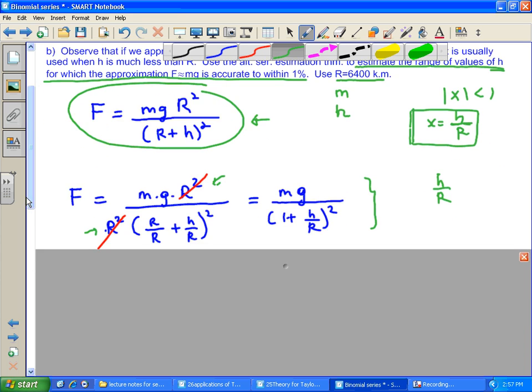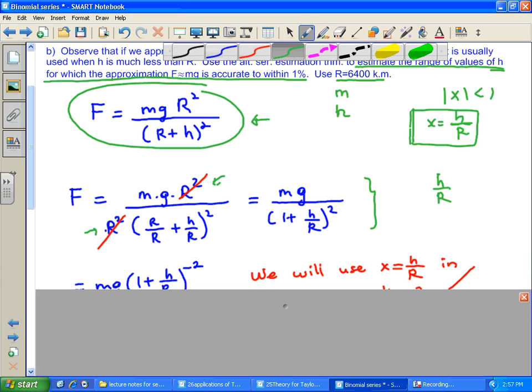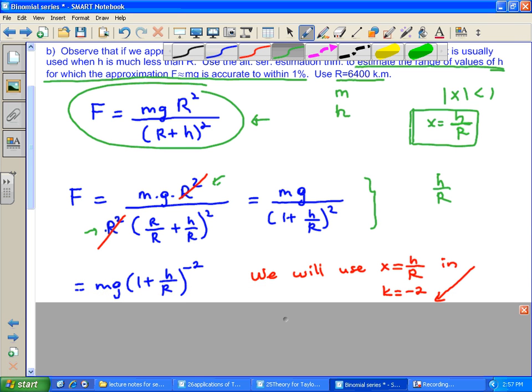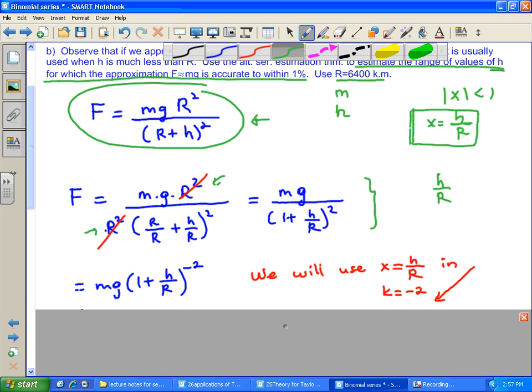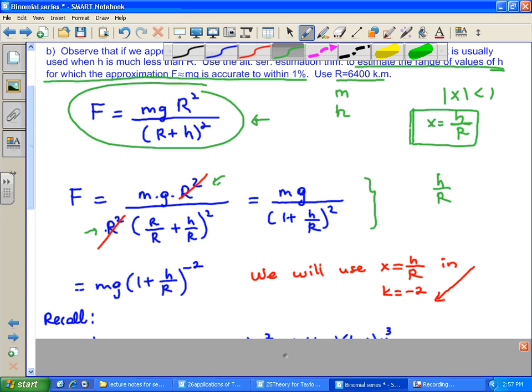Okay, now we're trying to write a Maclaurin series expansion. Rewritten, the above expression gives me mg times (1 plus h over r) to the negative second power. We're supposed to use x equals h over r, and k is negative 2, that's our power, and we're going to use this in the binomial series expansion.